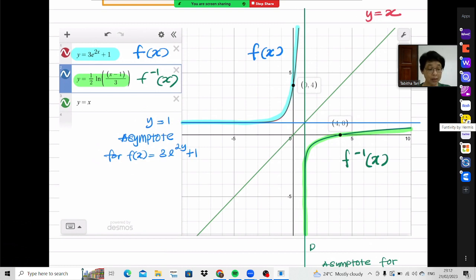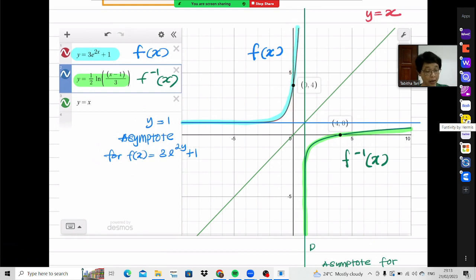Then the next thing I want us to look at is the range and the domain. What is the range for the function? What is the allowable output that will come out from the function? We know it cannot output y equals 1, because the graph cannot touch 1, but it can go up. So the range for the function is bigger than 1, so f(x) or y is bigger than 1.